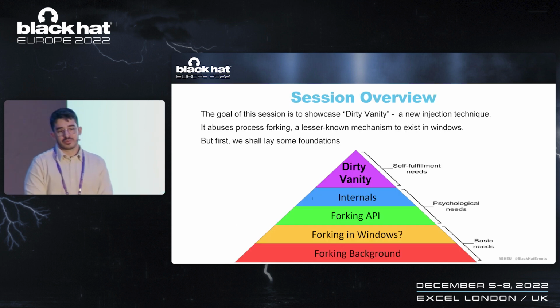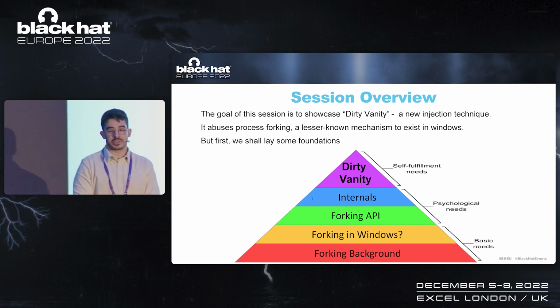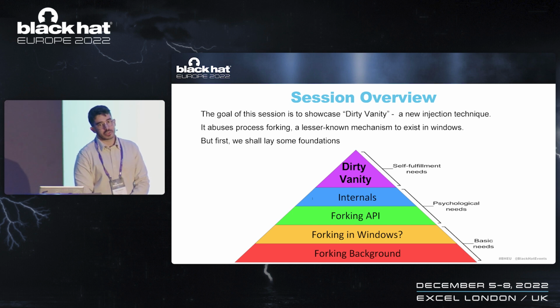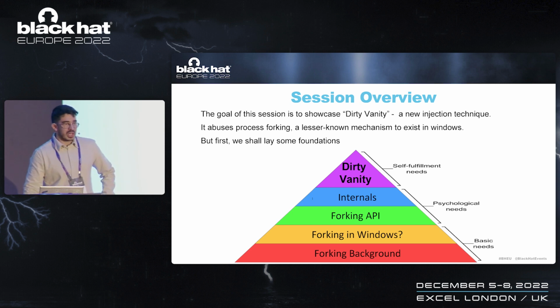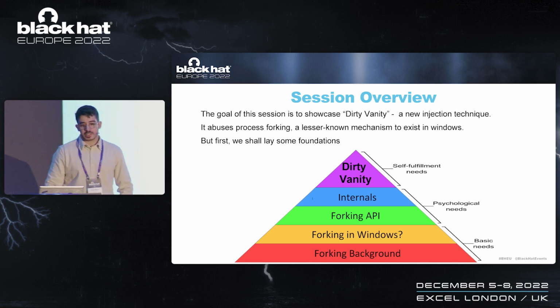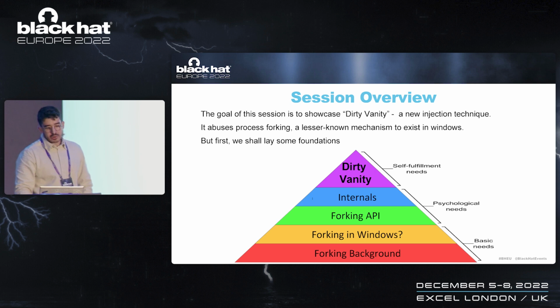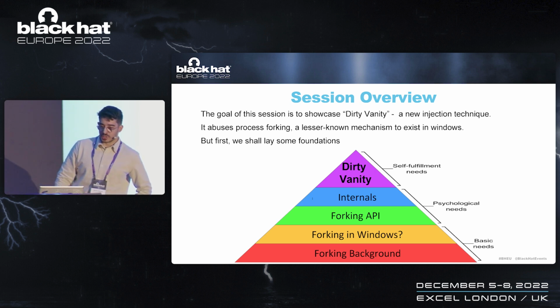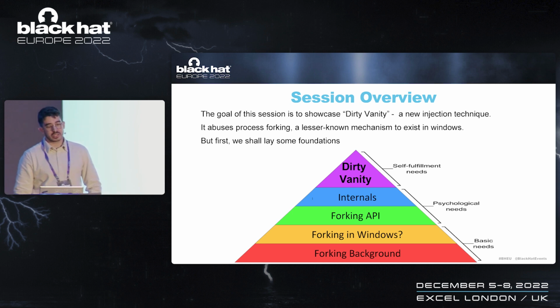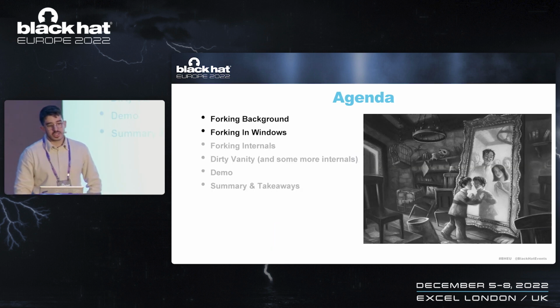So a bit of overview. The goal of my session is to showcase Dirty Vanity, a new injection technique that abuses forking, which is a mechanism for process creation in Linux, but it's lesser known to be existing in Windows as well. Before we dive into Dirty Vanity, we'll lay some foundations, starting off with forking background, a bit of forking in Windows and why it's there, the API to invoke it, the internals behind those forking mechanisms, and we'll go to Dirty Vanity finally.